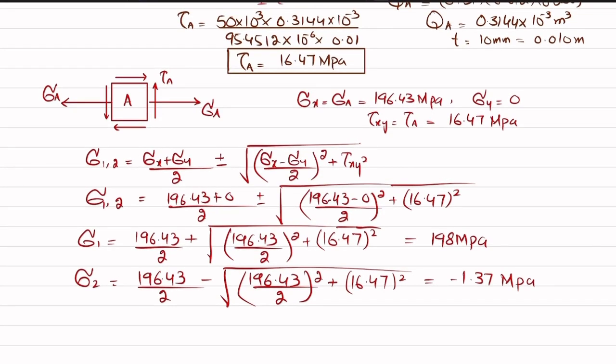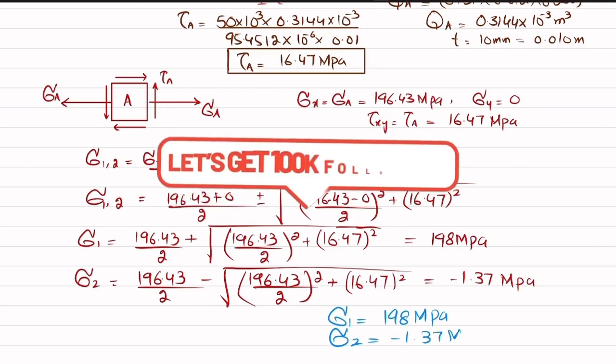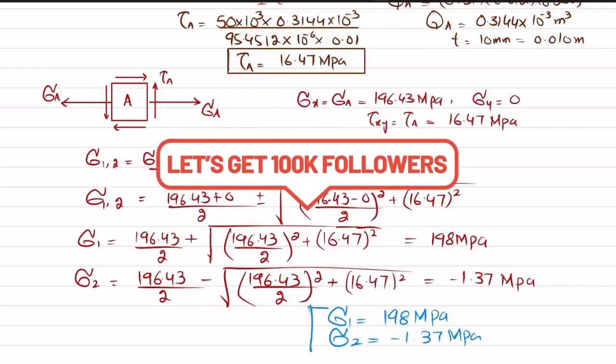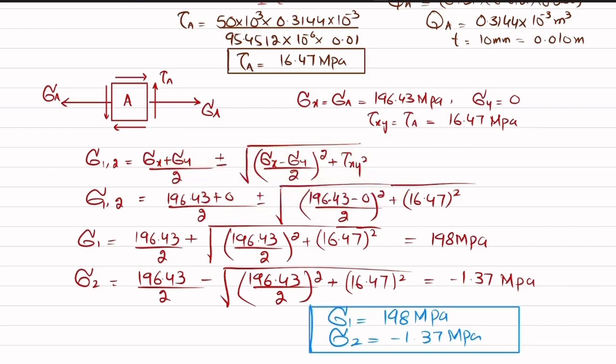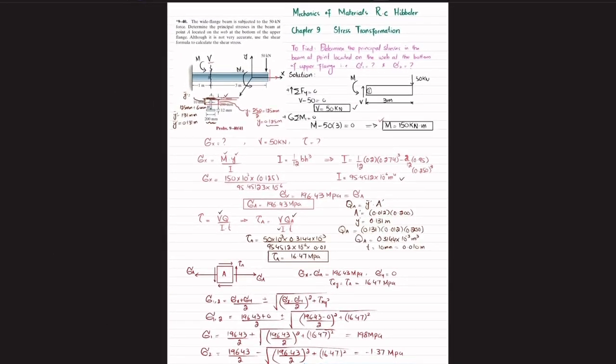So at the end, we have calculated the principal stresses, which are the maximum stresses at point A, equal to 198 megapascal, and the other principal stress is minus 1.37 megapascal. And that was all about this problem 9-40.